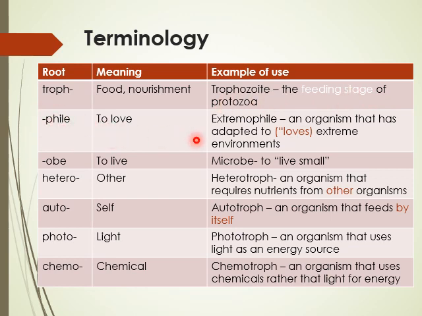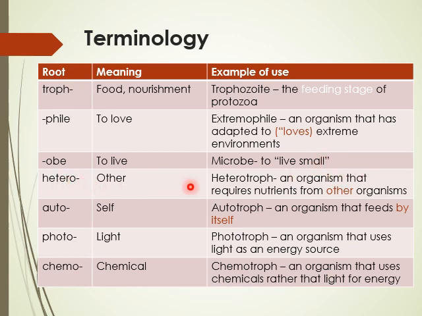Philes means to love. For example, an extremophile is an organism that has adapted to live in extreme environments. We also have psychrophiles, organisms adapted to cold environments, and thermophiles, hot environments, and so on. So phile means to love. Microbes means small organisms.